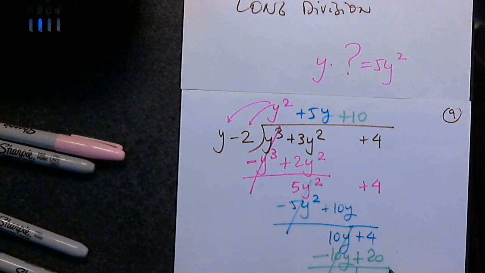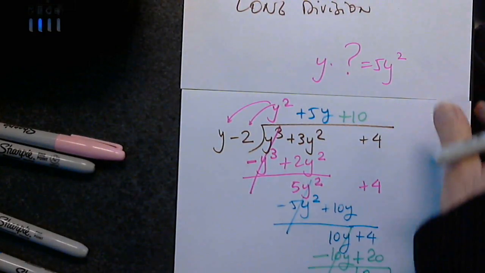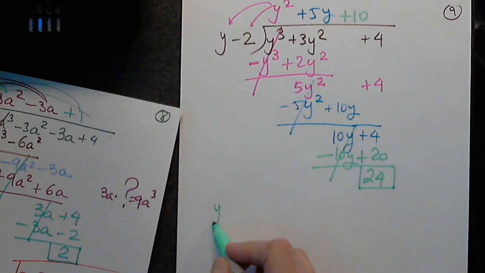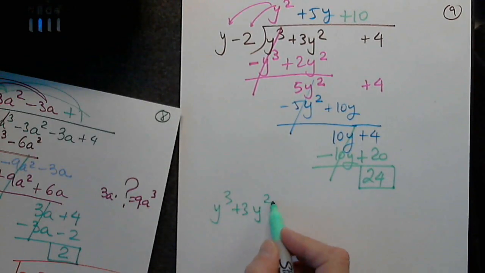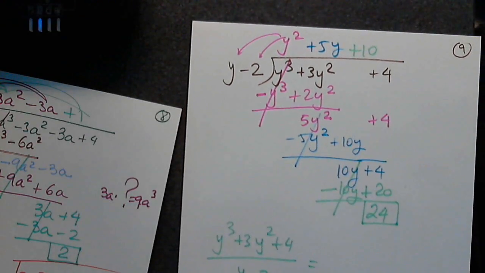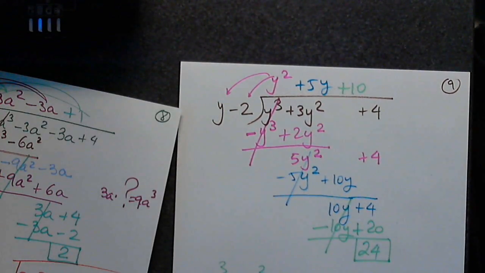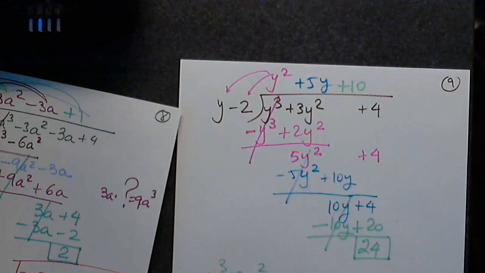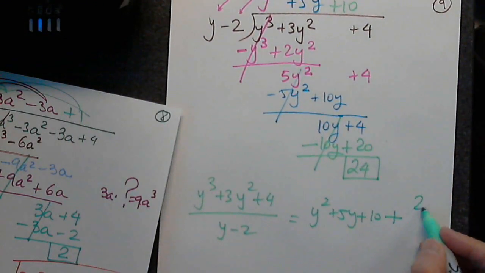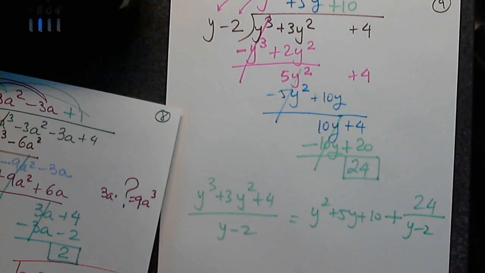What do I box in? How do I write the final answer? So let me copy this: y to the third, 3y squared plus 4 over y minus 2. Please tell me what to write. Y squared plus 5y plus 10 plus 24 over y minus 2.